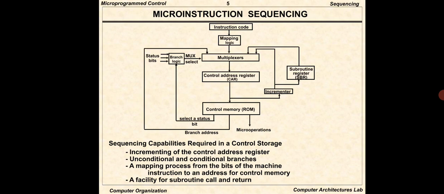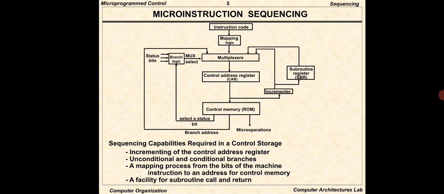Now, the sequencing capabilities required in a control storage are: first, incrementing of the control address register; second, unconditional and conditional branches; and third, a mapping process from the bits of the machine instruction to an address for the control memory; and a facility for the subroutine call and return.